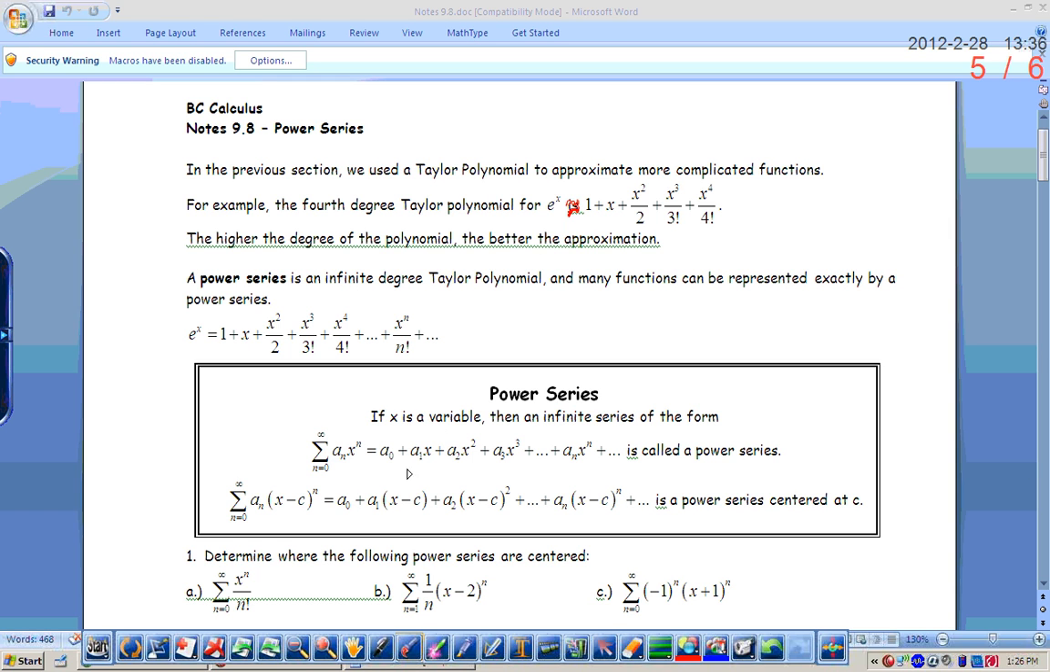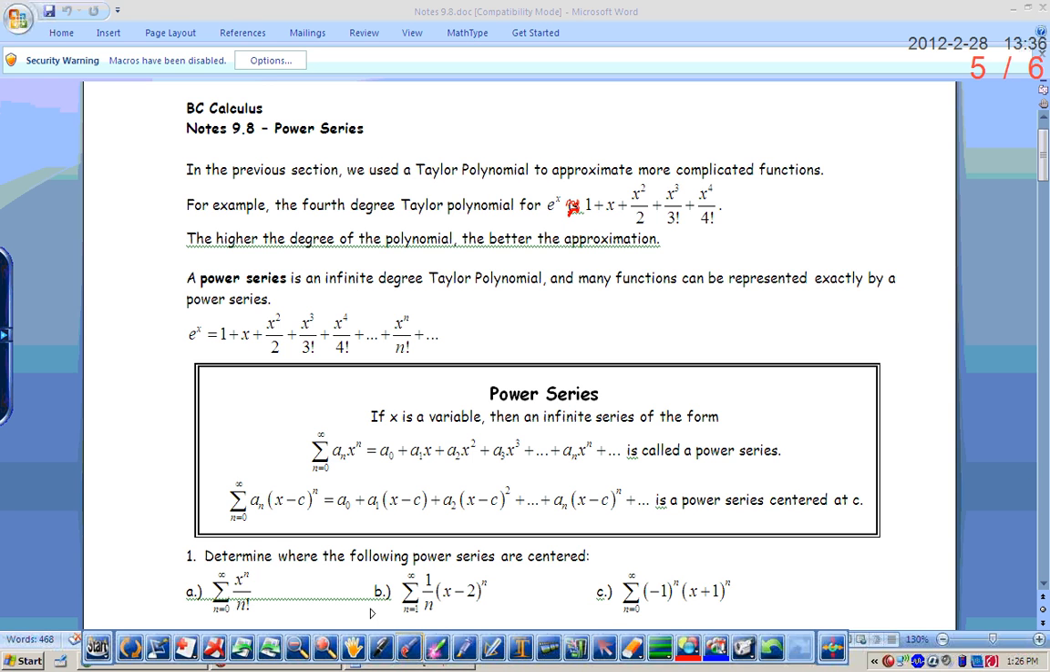All right. A power series is defined as this, and because it's an infinite series, we can use the summation form from n equals 1 to infinity. And a sub n represents the Taylor coefficient, so the nth derivative over n factorial. And then you have x to the n, because in a Taylor series, you've got your x term, your x squared, x cubed, x to the 4th, etc. This power series happens to be centered at x equals 0. If the power series is centered at c, then you have your a sub n times x minus c to the n power as your formula.